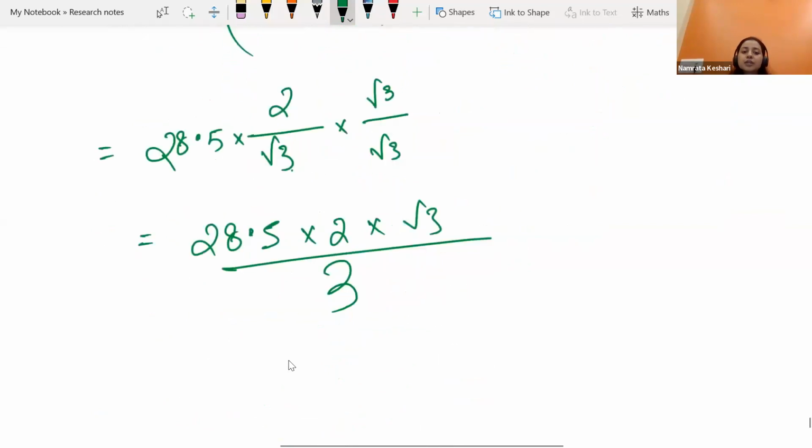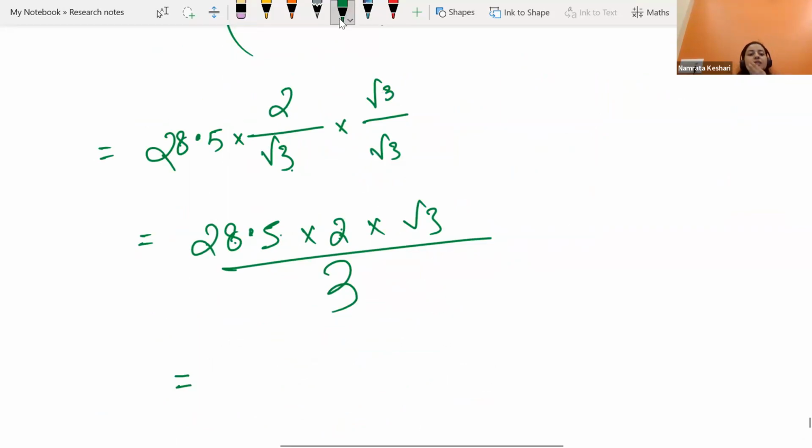This is how we'll be doing it. Rationalization, we are just doing. Now we will see if anything is cancelable. If we can cancel it, fine. If not, then we will do the multiplication and write the answer. So 28.5 into 2: 5 times 2 is 10, 0 carry 1. 8 times 2 is 16, 17, carry 1. 2 times 57 is 114, root 3. Is it 50? It is 57. Just 57. Yes, it is 57 root 3 by 3.